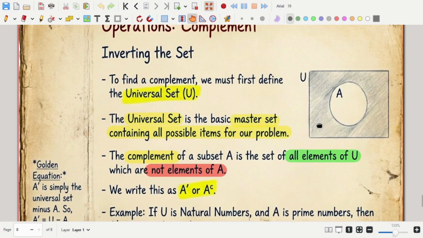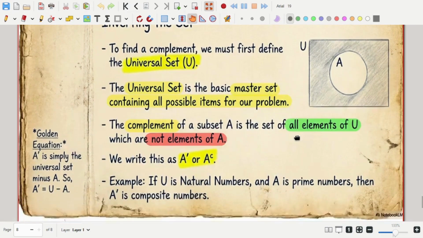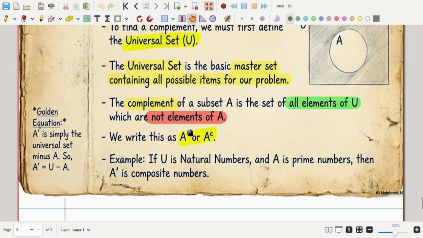It means complement is these shaded regions. These shaded regions indicate the complement of subset A. These shaded regions include all the elements which are not the elements of this subset A. So we write this as A dash or A complement. If U is the natural numbers and A is the prime numbers, then A complement is the composite numbers.